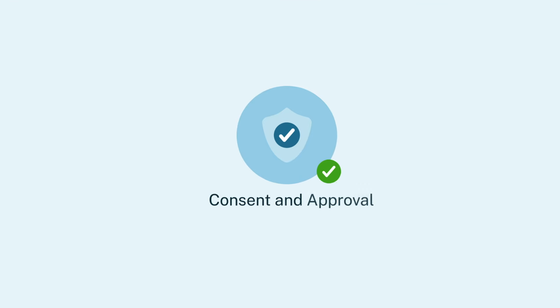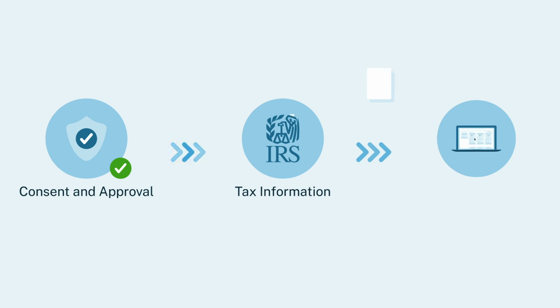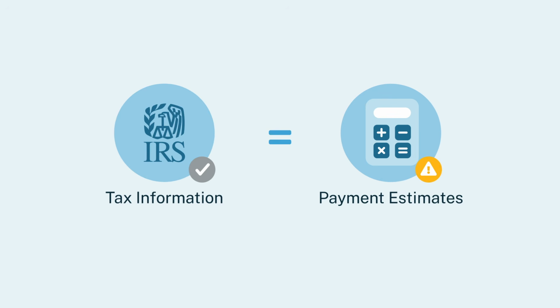Additionally, if eligible, you can provide consent and approval to import your federal tax information directly from the IRS into the repayment calculator. This prevents you from accidentally entering the wrong information and helps provide accurate monthly payment estimates.